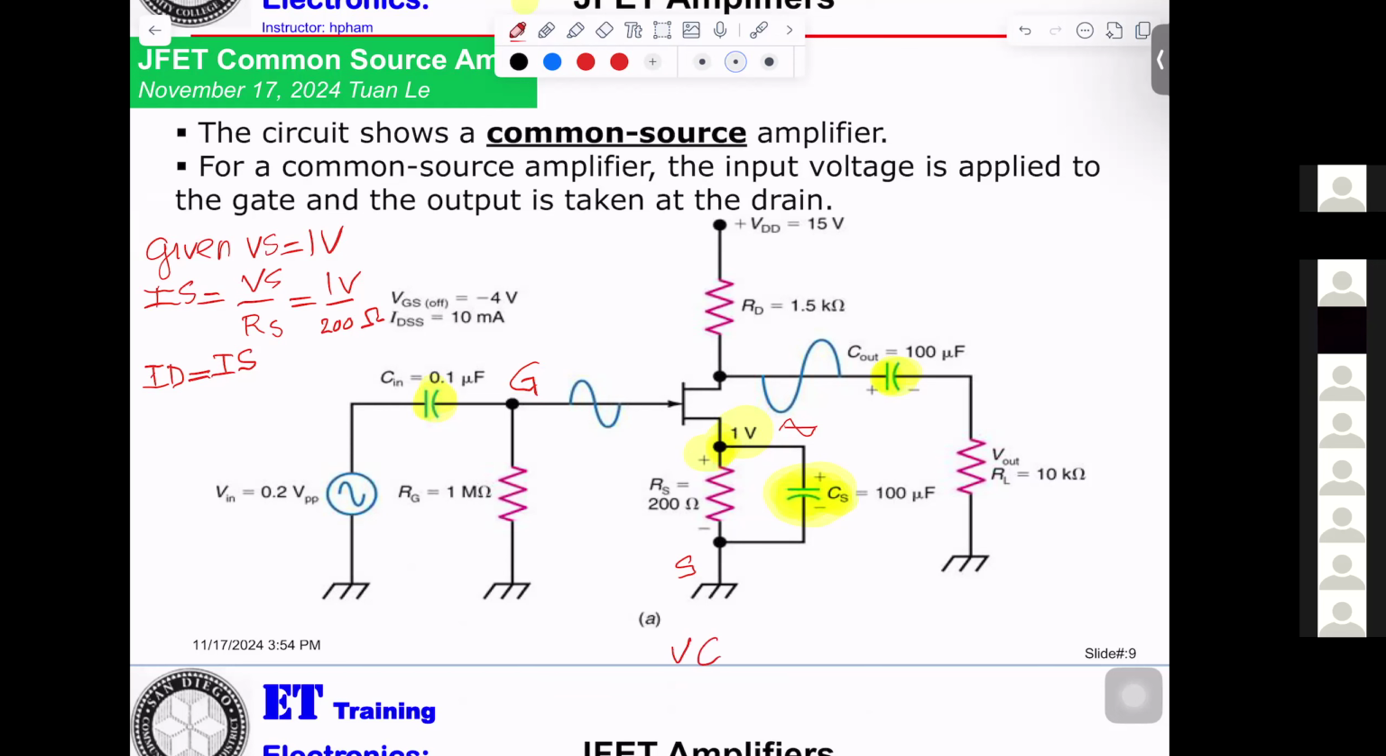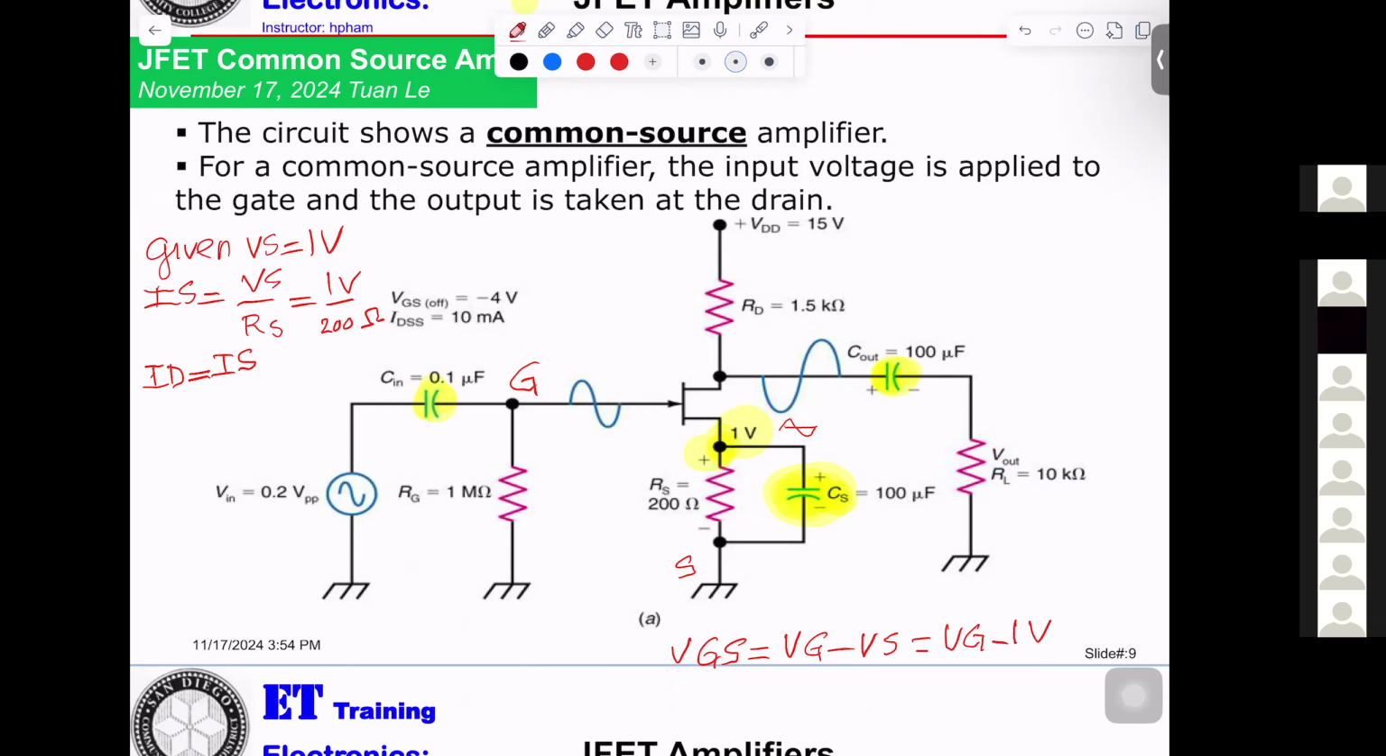Okay, VGS, right? Equals VG minus VS. Is it correct? Yeah. And VS we already calculated, right? They already gave you 1 volt. So that's why VG minus 1 volt. Okay. So VG will be equal to 1 volt.